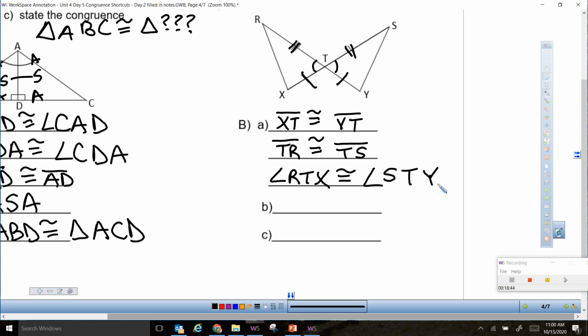Next part. Now I need to state the postulate or theorem as to why these triangles are congruent. So this one, we have a side, an angle, a side. Over here we have a side, an angle, a side. So what is the postulate here? Side, angle, side. Last part is to state the congruent triangle. So when you say that triangle RTX is congruent to triangle, now keep the same order I used. So if I did RTX, what is the congruent triangle on the right? STY.